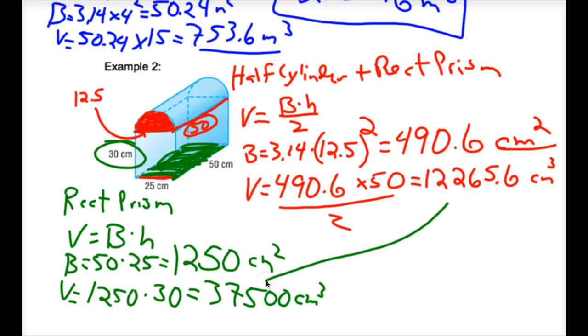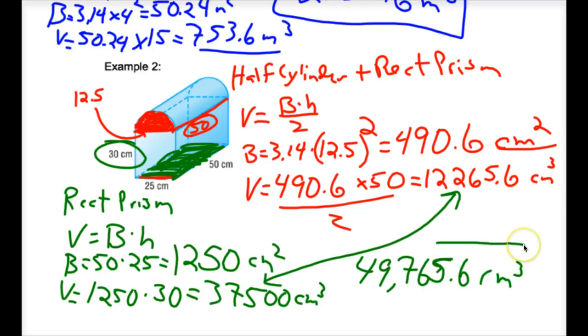Add them. Okay? For a total of 49,765.6 centimeters cubed. Okay, take a look at the last one, guys. That would just be a subtraction one, because look, they drilled a hole in the middle of the cylinder. So what you would do is find the big cylinder, the little cylinder in the middle, and subtract them out.